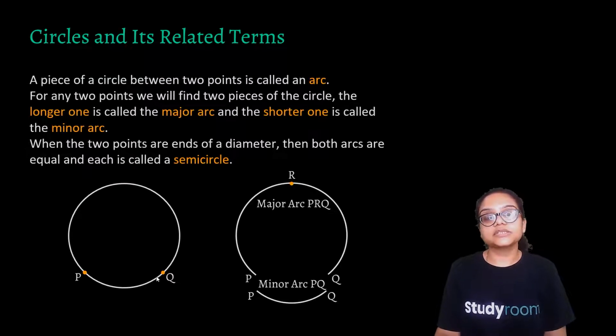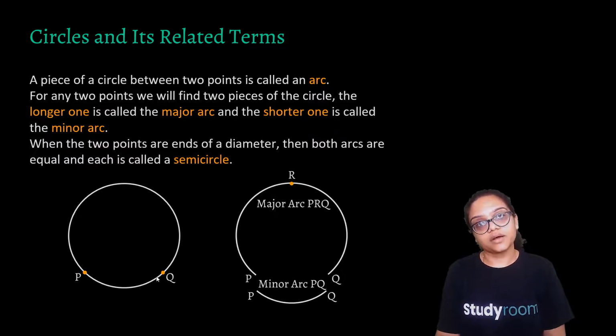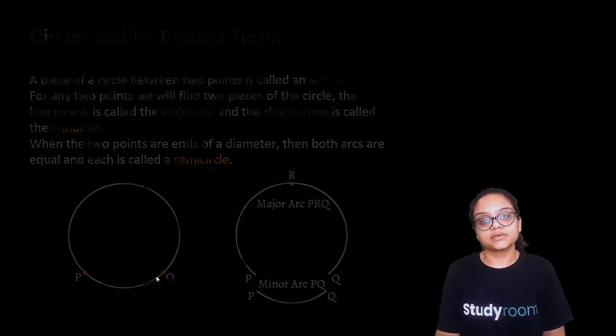Now, the piece of a circle between 2 points is called an arc. And the portion which is lesser than the other is the minor arc and the longer one is the major arc. When 2 points are the ends of a diameter, then both arcs are called semicircles, and they are equal because a diameter divides the circle into two equal halves. Okay, so if a diameter is drawn, then the arcs would be of equal size and are also known as semicircles.